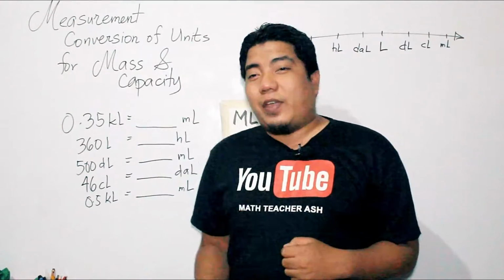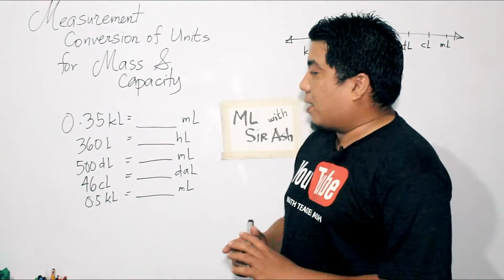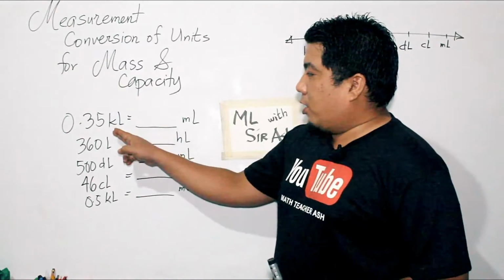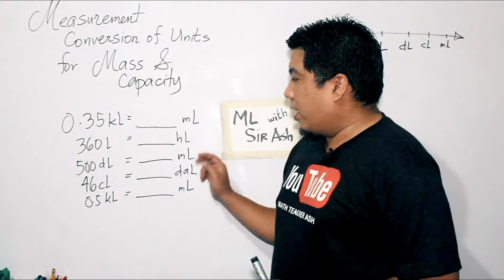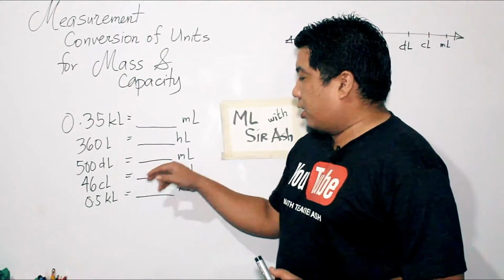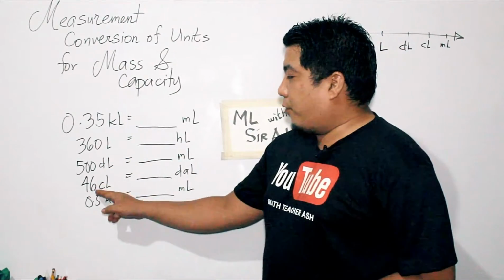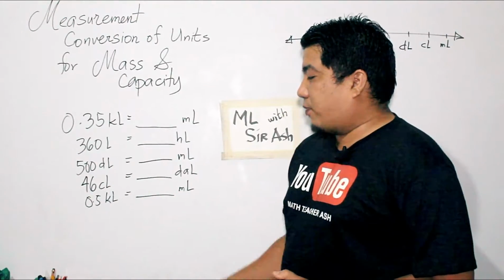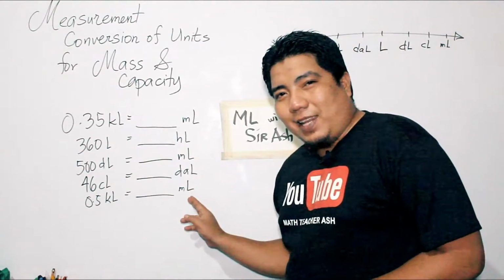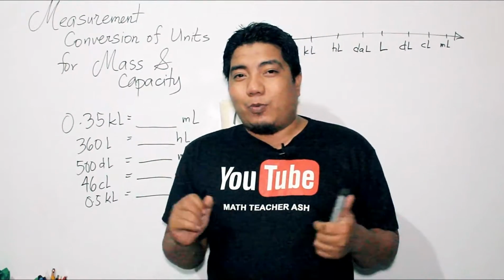Okay, math learners, we have here our examples. We have 5 examples. The first is from kiloliters to milliliters. The second is from liters to hectoliters. The third is from deciliters to milliliters. The fourth is from centiliters to decaliters. And the fifth is from kiloliters to milliliters. Question is, how do we solve them?